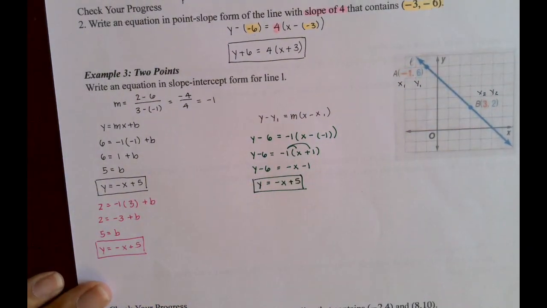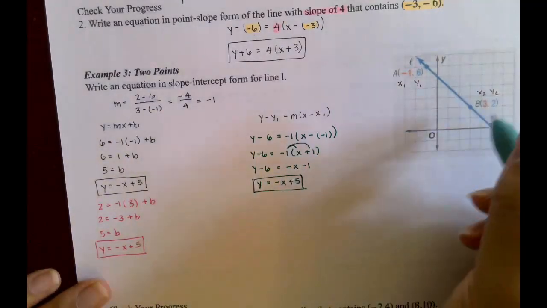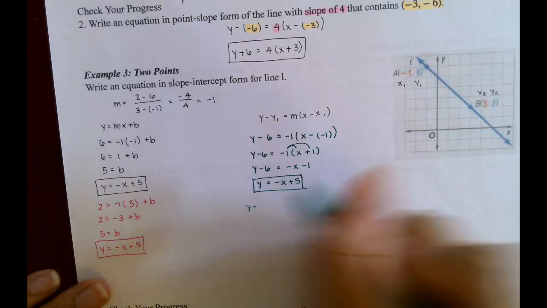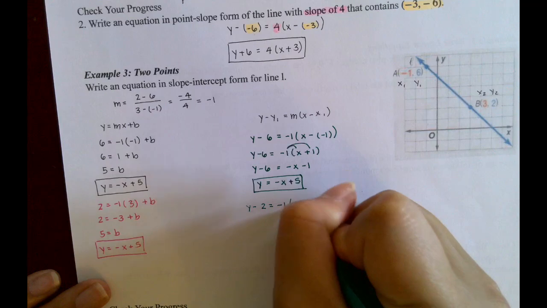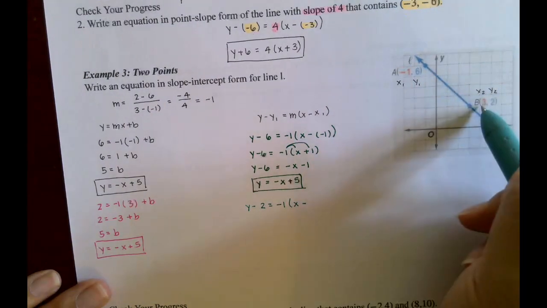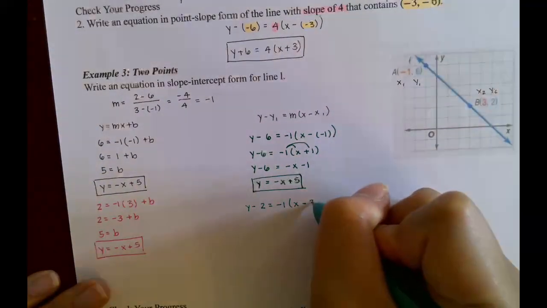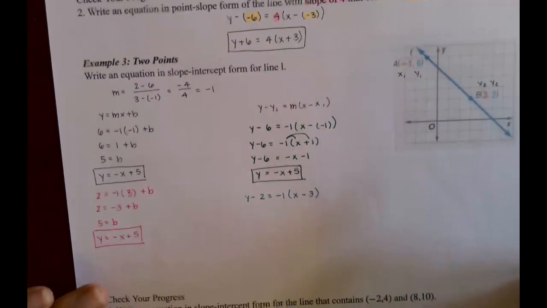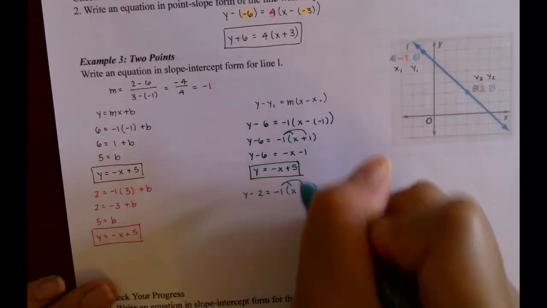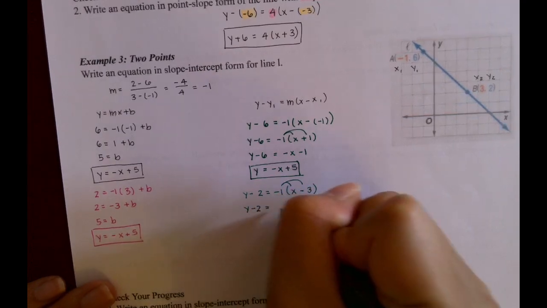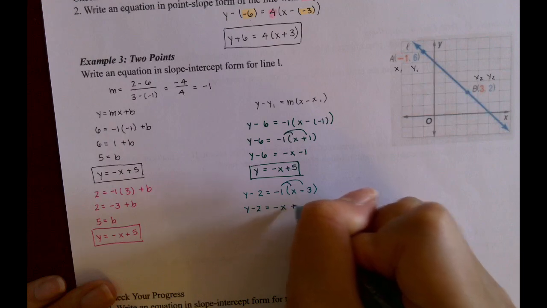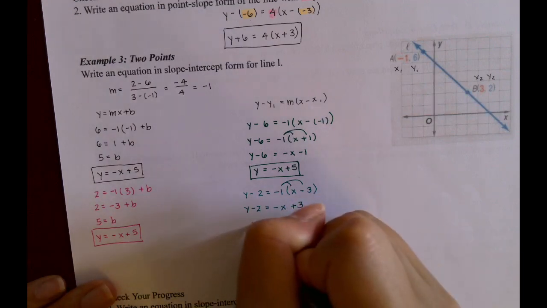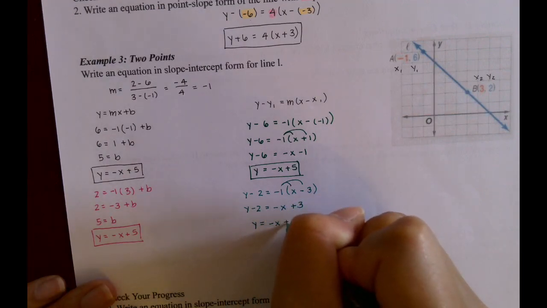And even if you're like, Miss Ng, what if I chose this point? You will get the same thing. And just to show you, it's going to be y minus this y, 2, equals, slope was -1, x minus, this point is 3. Okay? Then I'm going to distribute: y minus 2 equals -1 times x is -x. -1 times -3 is +3. Add 2 to both sides. I get y equals -x plus 5.